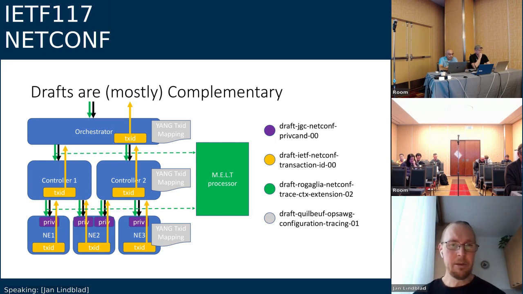So it's really different angles of the same problem, and they fit very well together, I would say. There are some overlaps between the use cases, but it is because they are providing different functionalities for it. So I think at least the trace mechanism that we talk about, the green and the gray here, should be treated together. They have strong connections with transaction ID and some touch points with the PrivCand.